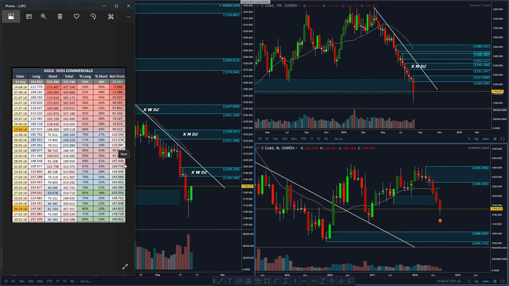And now let's continue with the gold. On the gold, like everyone knows, we are in the monthly. It's very similar to the dollar index.